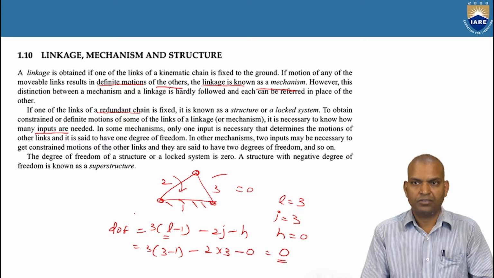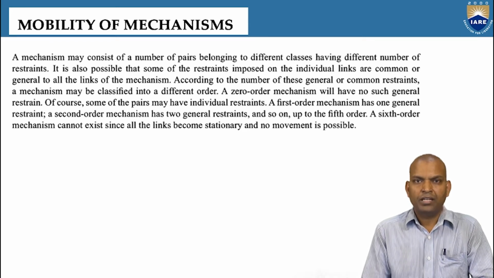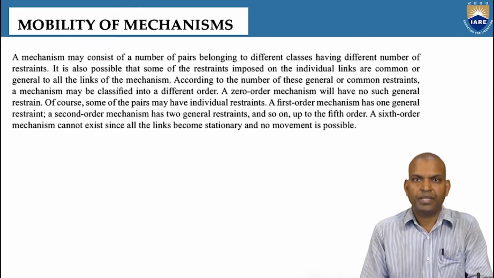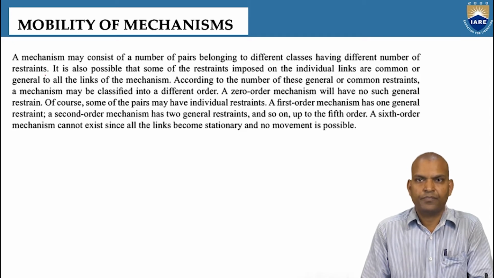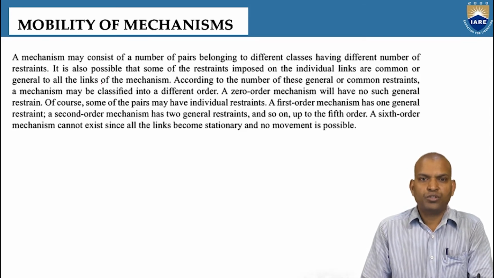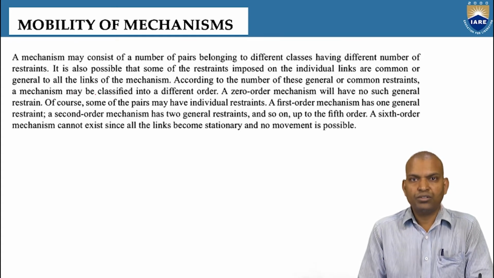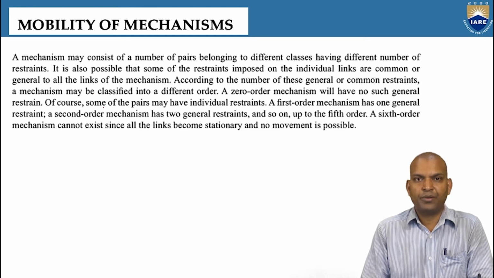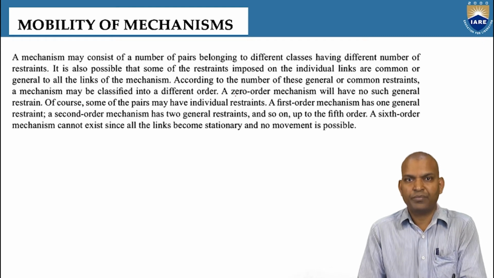It is completely locked. Now, mobility of a mechanism. Another name for degrees of freedom is mobility. A mechanism may consist of a number of pairs belonging to different classes, having different numbers of restraints. It is also possible that some of the restraints imposed on the individual links are common or general to all the links of a mechanism. According to the number of these general or common constraints, a mechanism is divided into different orders. That is called a zero order mechanism.